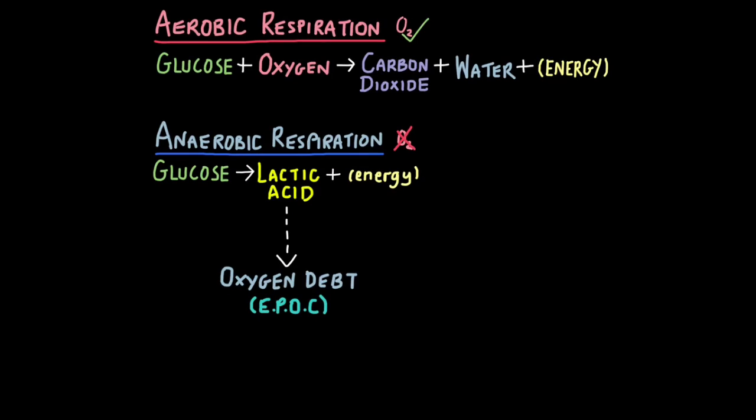So remember the key differences here. Aerobic respiration uses oxygen and produces carbon dioxide, water, and more energy. Anaerobic respiration does not use oxygen and it produces lactic acid. This acid creates an oxygen debt. Anaerobic respiration also produces far less energy.